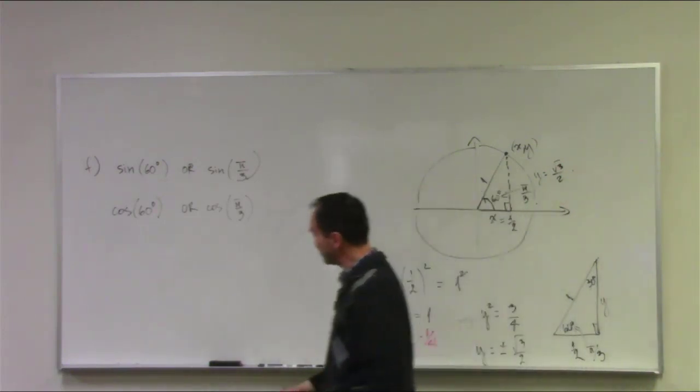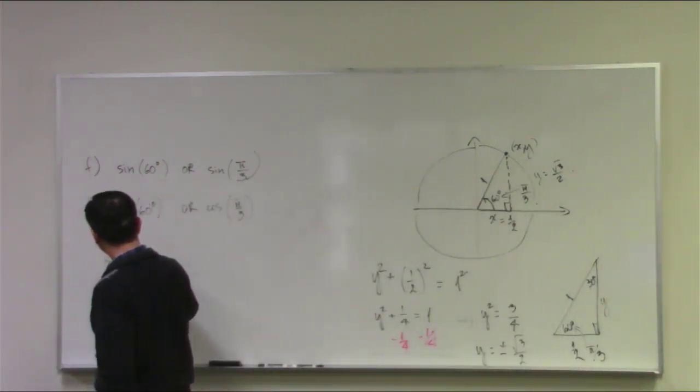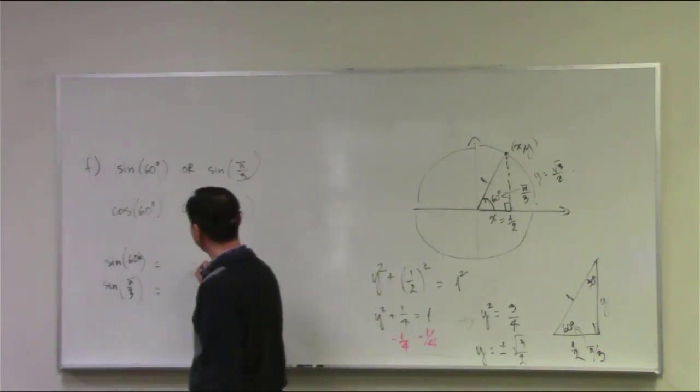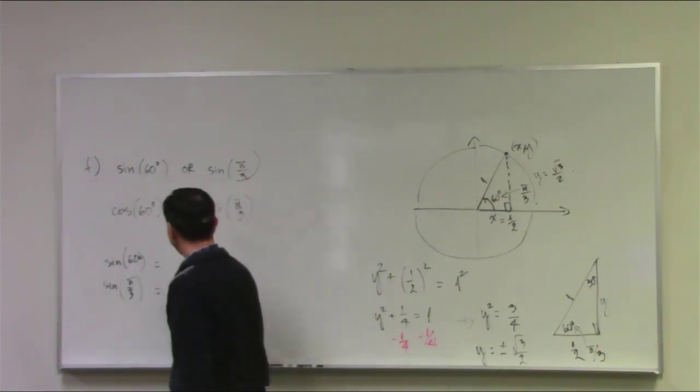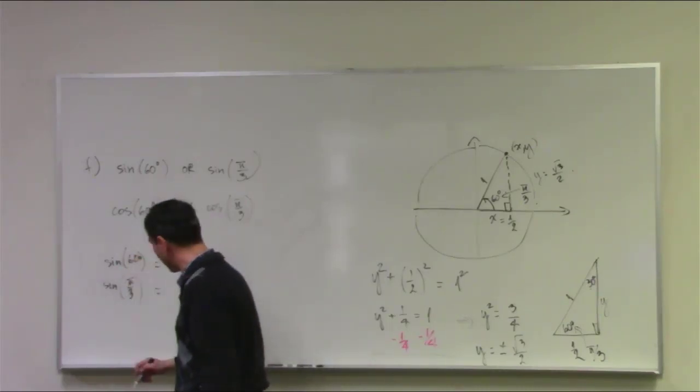Now, what's our conclusion? Sine of the 60 degrees angle, right? Or you can also say that it's sine of the pi over 3 angle, right? What's the answer for those two? Same answer. It's the same, it's just a different way of writing the angle.